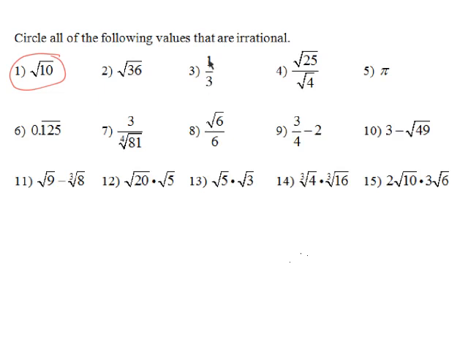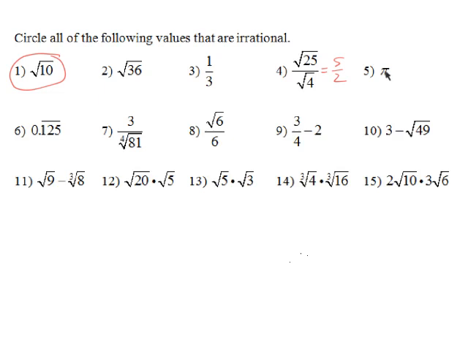1/3 is a ratio, and almost all ratios are rational. If you took the decimal of this, it would be a repeating 0.333333 forever. So this is rational. It's a ratio. Here's a ratio of the square root of 25, which is 5, over the square root of 4, which is 2. So this is really equal to 5 over 2, which is 2.5. So that is a rational number.